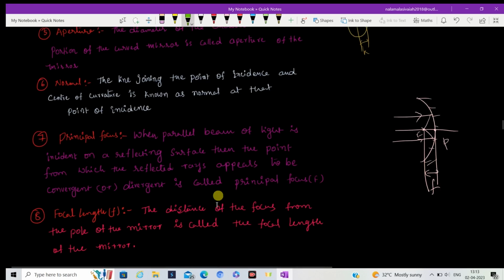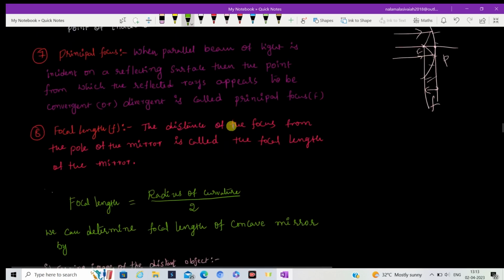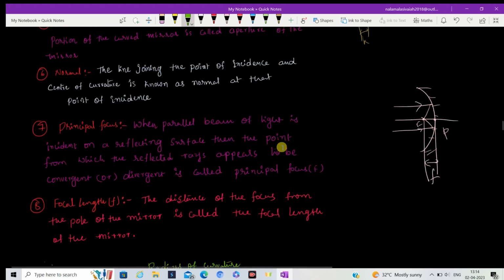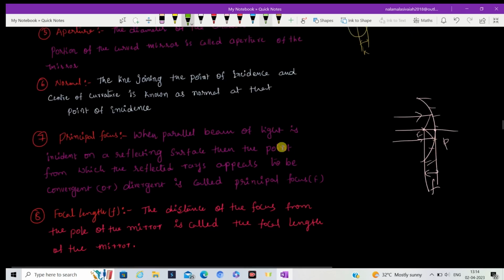Here you can see the definition. When a parallel beam of light is incident on the reflecting surface, the point from which the reflected rays appear to be convergent or divergent is called the principal focus.